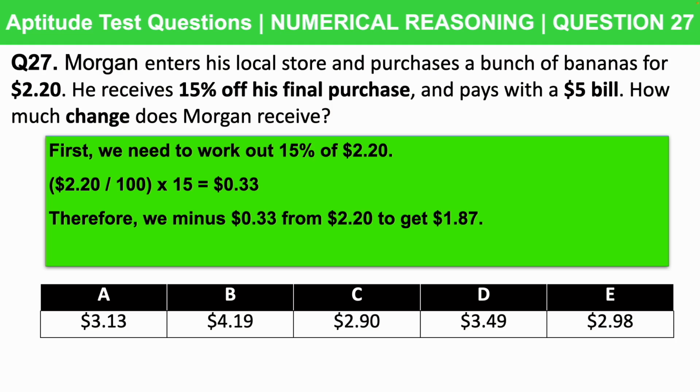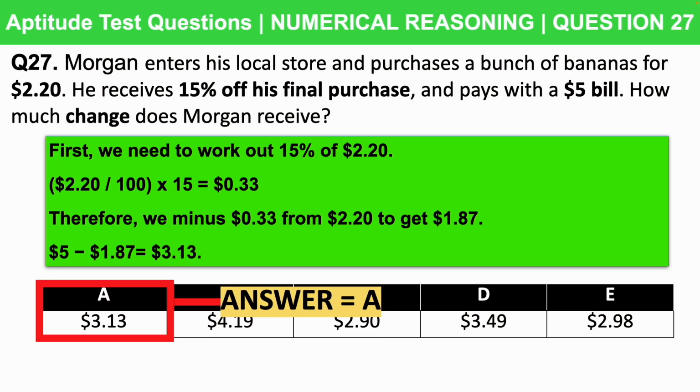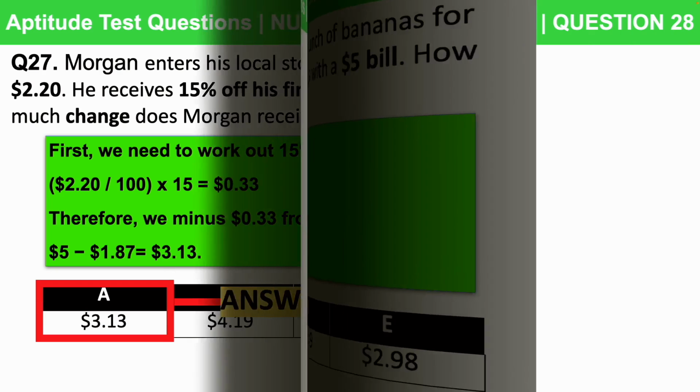Therefore, all we need to do is minus 33 cents from $2.20, which gives us $1.87. Therefore, the final part of this calculation is simply taking that $5 that he paid with and minusing the $1.87. That gives us a total of $3.13. That makes the correct answer option A. Now, try a question yourself.